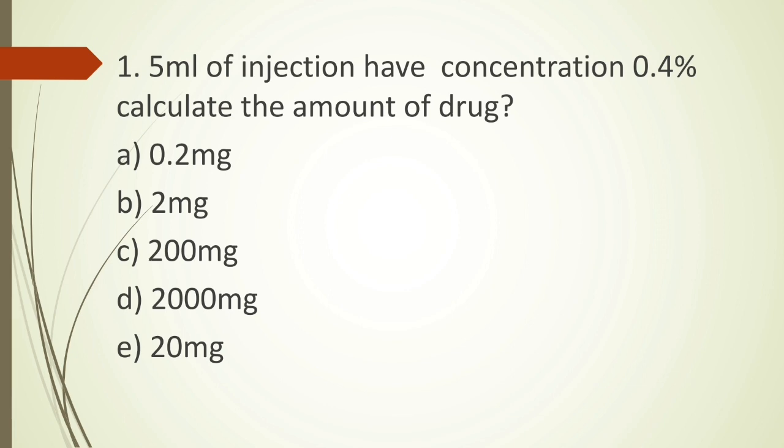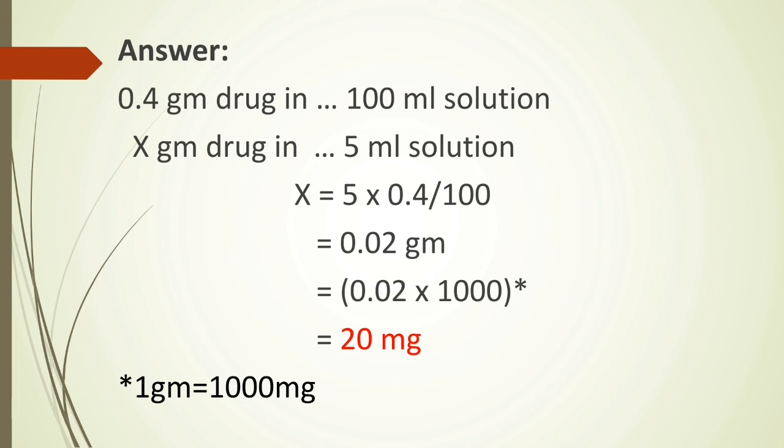So in 100 ml solution there is 0.4 gram. We have to find out in 5 ml of the solution how much drug is present. So 0.4 gram drug will be present in 100 ml solution, and we can assume x gram of drug will be there in 5 ml of solution. The value of x can be found by cross multiplication. X will be equal to 5 into 0.4 divided by 100, and the answer is 0.02 gram.